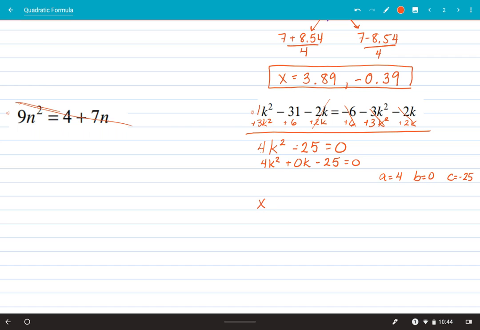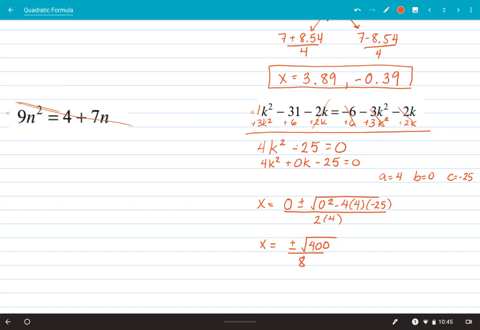Okay, plug it in. Opposite of B, which is 0 cannot be negative or positive, so we just put it there. B squared minus 4 times A times C all over 2 times A. Do what we know. We can just put plus or minus some big number and then 8. Then bring out your calculator. 0 squared minus 4 times 4 times negative 25, and I'm going to get 400.